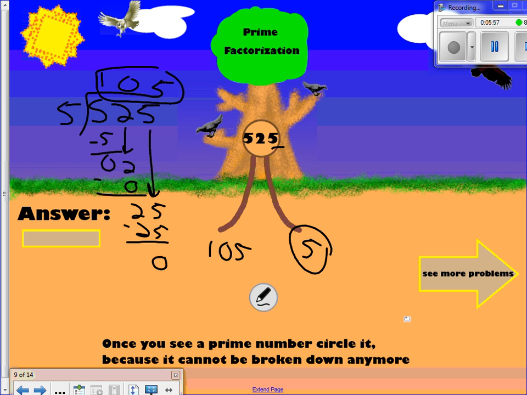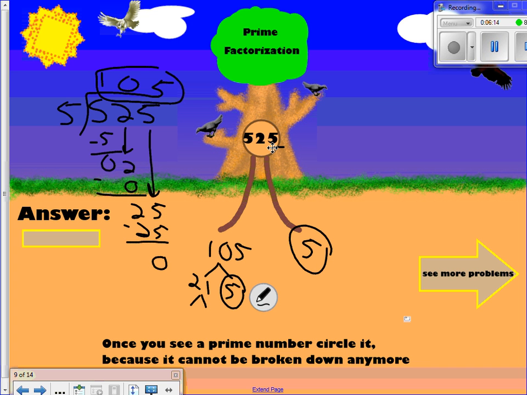5 is prime. Now I have to break down 105. Well, 20 times 5 is 100. So 21 times 5 would be 105. Well, 5 is prime. Is 21 a prime number?